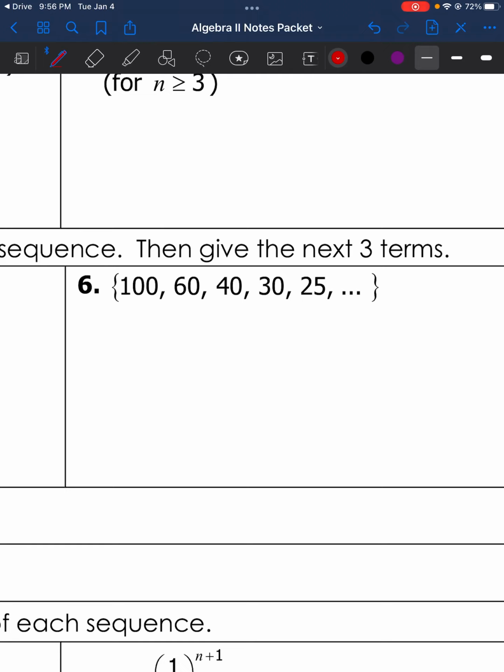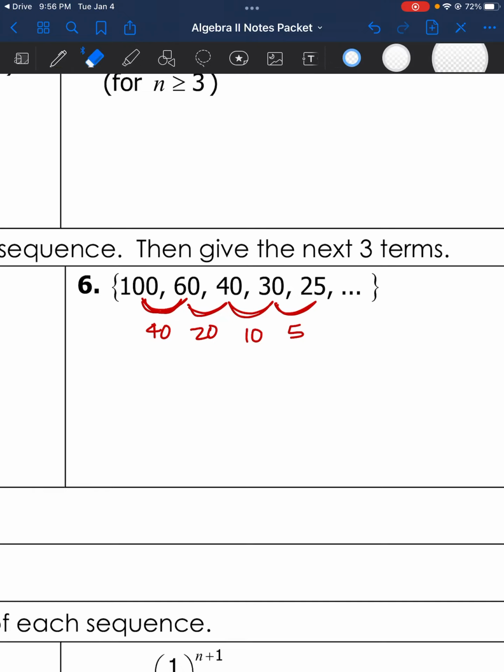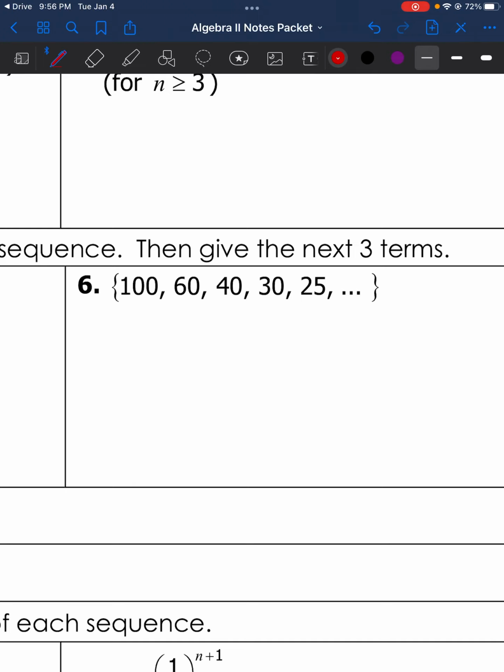So let's look at, like I said, I always like to find the differences first. So this is a difference of 40. This is a difference of 20. This is a difference of 10. This is a difference of 5. Interesting. Okay, so that is saying something. The difference is going down by half of the previous distance, but we don't really know a way to talk about that, the difference between the two.